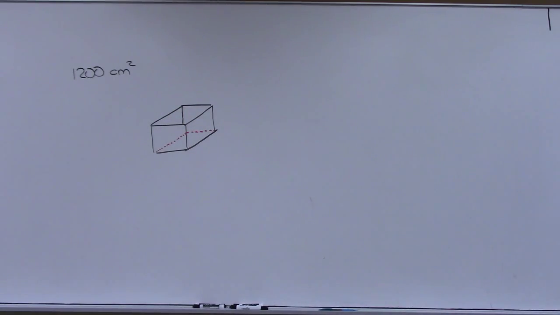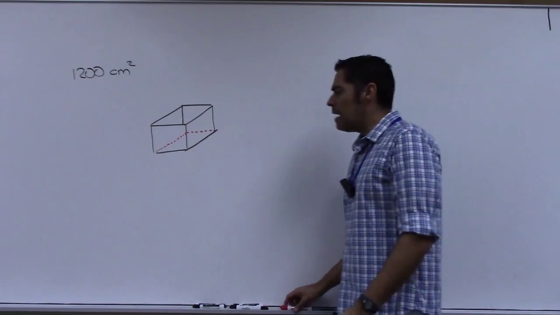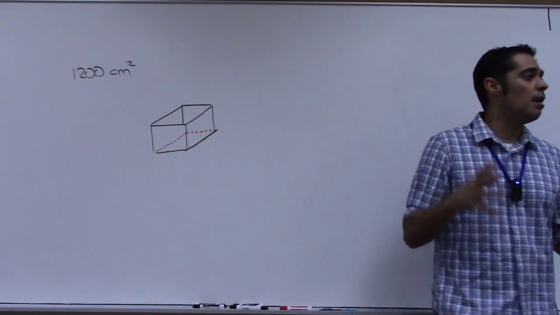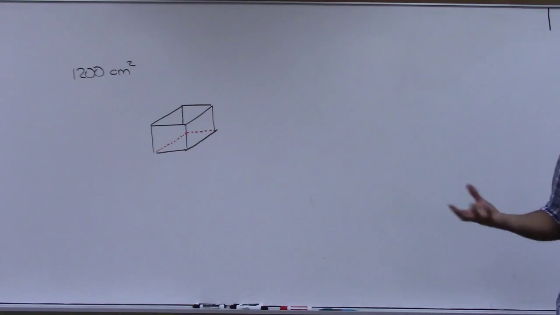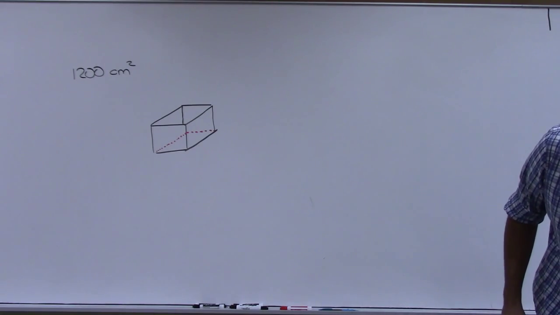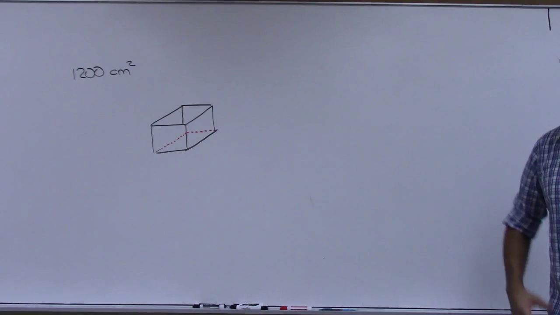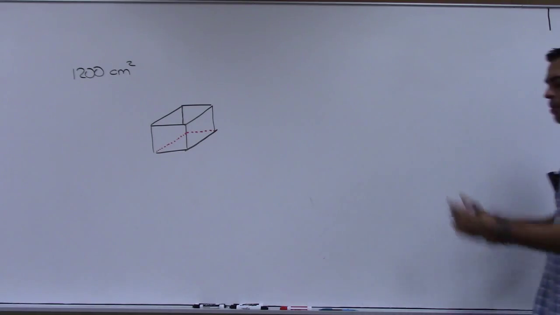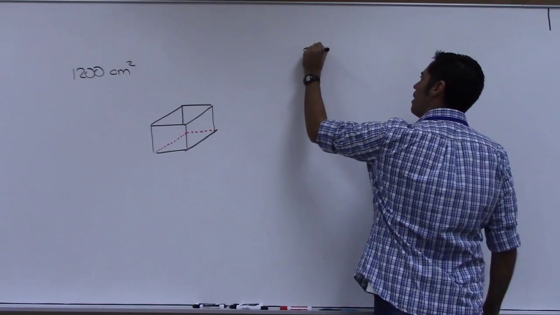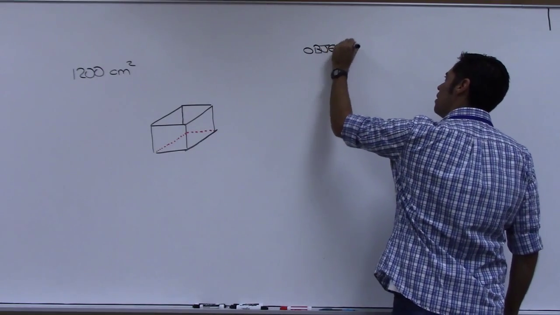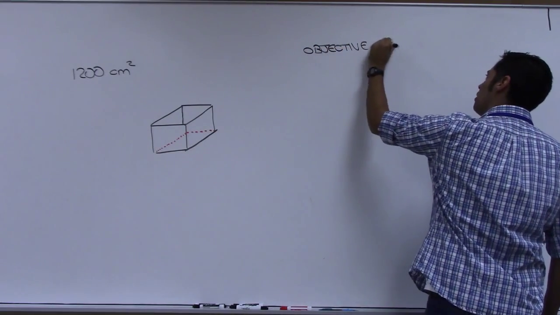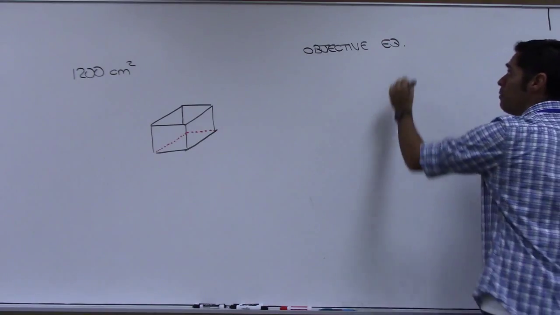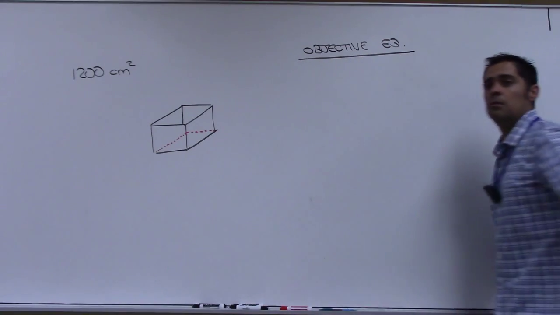I have 1,200 square centimeters of material to make this box. I need to make it in a way that I get the largest volume possible. Just find the largest volume, which means I'll have to come up with the dimensions. So we have two things we're always trying to do with these: find our objective equation, and at some point we'll have a constraint.